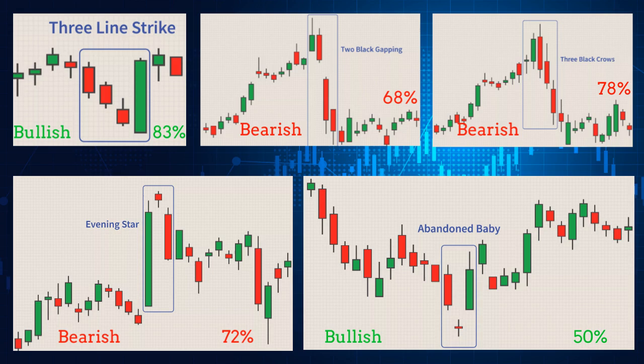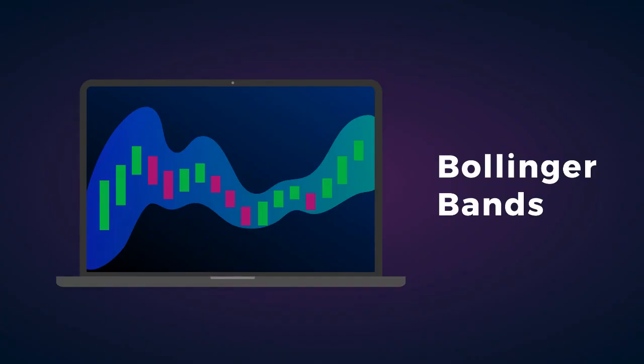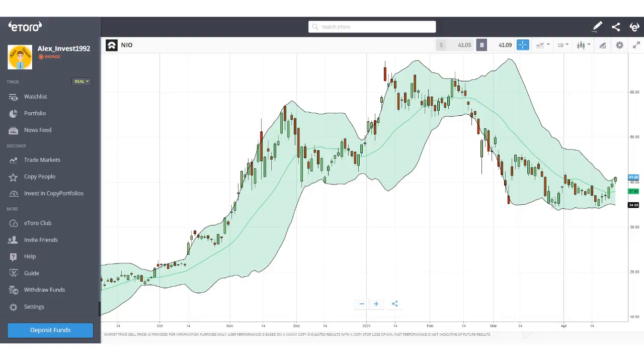These 5 patterns are only a few examples. There are much more patterns observed. But let's leave them for now and move to the next indicator. Bollinger Bands. Bollinger Bands are envelopes plotted at a standard deviation level above and below a simple moving average of the price. Because the distance of the bands is based on standard deviation, they adjust to volatility swings in the underlying price. Let's take it step by step.